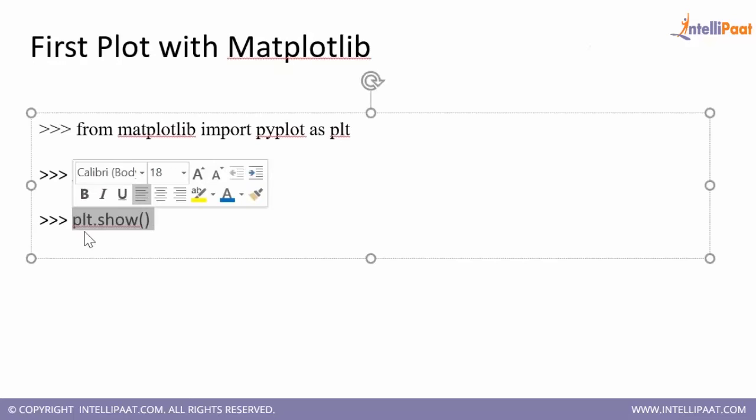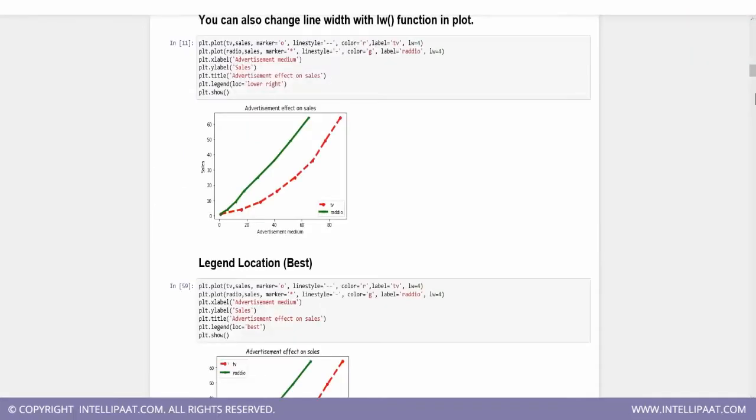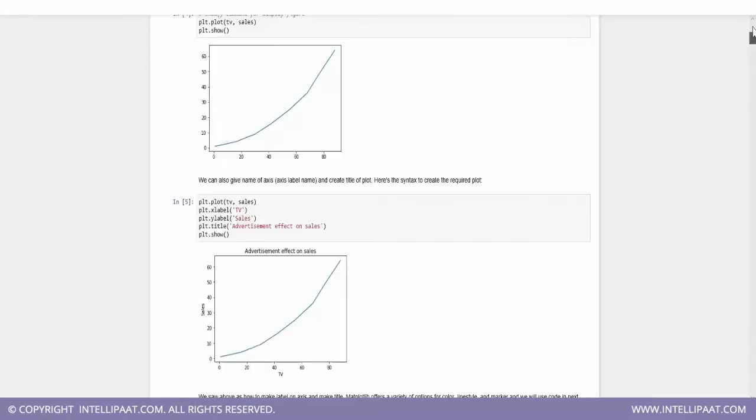If you do not have this plt.show, your graph or the chart that you have made will not be visible. So your last thing you have to do is plt.show with brackets, which is an inbuilt function. This is going to show you whatever chart you have made over here. That's very important. Now let's move to our Jupyter Notebook and see.